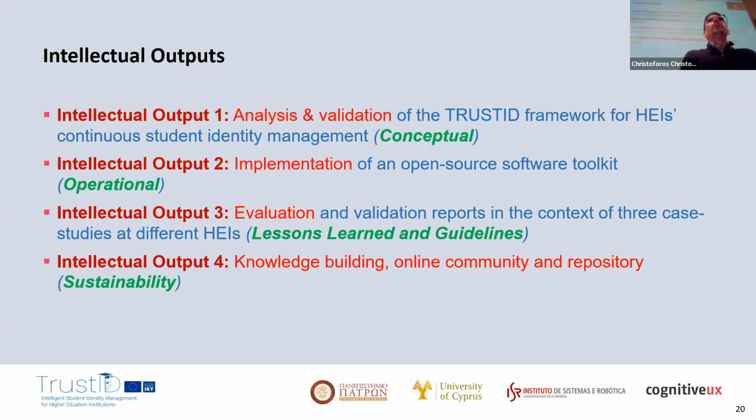So as part of the project, we had four main intellectual outputs, the outcomes of the project. The first intellectual output was at a conceptual level, and it includes the analysis and the validation of the conceptual framework. In the second intellectual output, we have the implementation of an open source software toolkit, which will be evaluated as part of the third intellectual output. And finally, we had the fourth intellectual output, which relates to the learning material, the knowledge building, and this repository that will remain after the project ends and will enhance the sustainability of the findings.